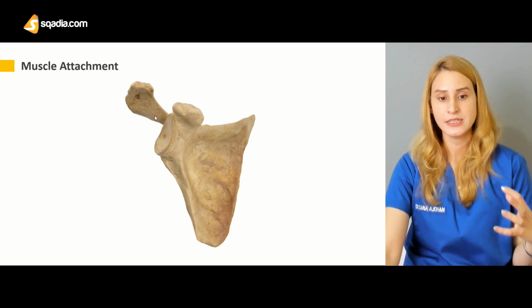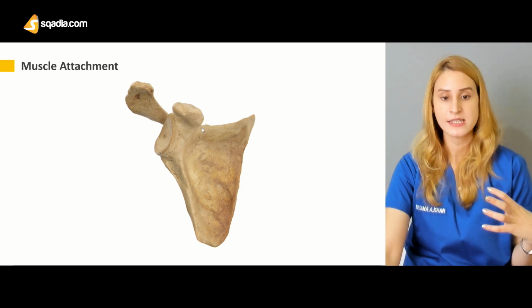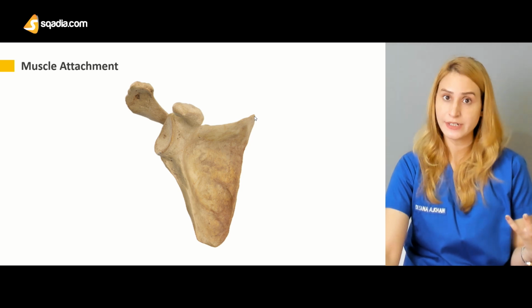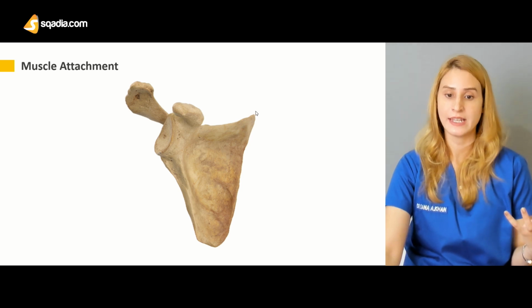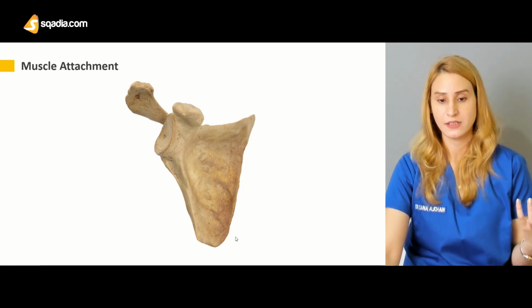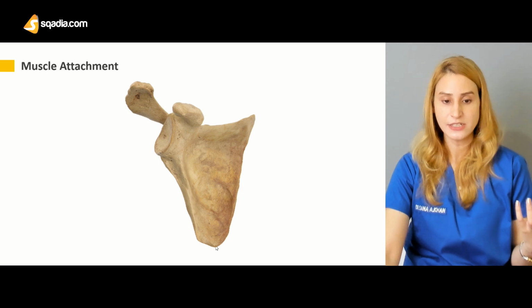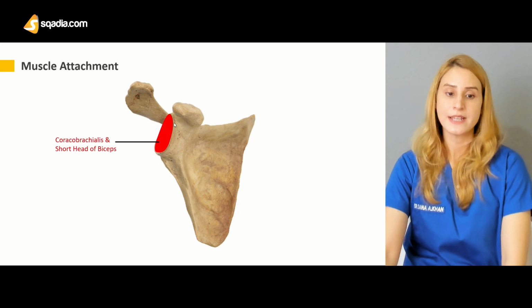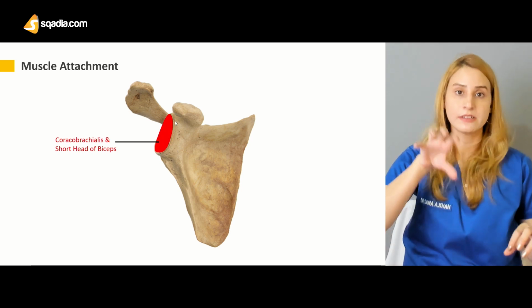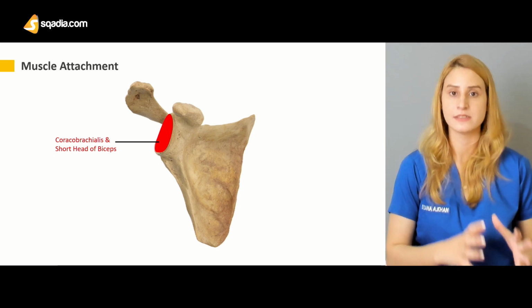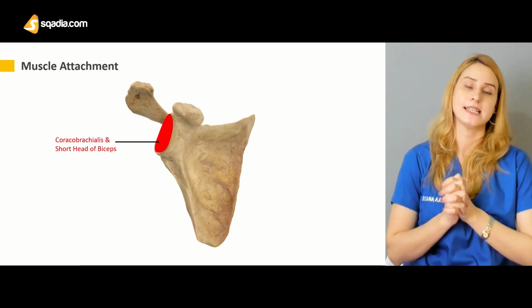The acromion, this is the coracoid process, the suprascapular notch, the superior angle, and this is the border. Then you have the medial border, then you have the inferior angle right here, and then you have the lateral border right here at the glenoid cavity. Typically at the glenoid cavity, there's the origin of the coracobrachialis and the short head of the biceps.